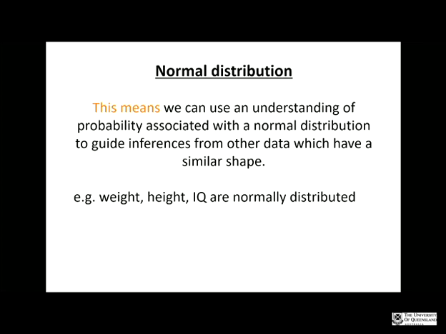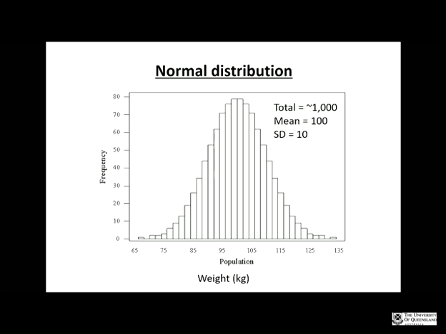So we're going to look at an example based on weight. If we had a population of 1,000 people and we weighed them all, and we had a mean of 100, this seems like a fairly high mean. I mean, I'm getting close to 100 and I shouldn't be. So just say we had a mean of 100 and a standard deviation of 10 kilograms. And if we had enough samples, 1,000 is enough, we're going to get this nice bell shape.